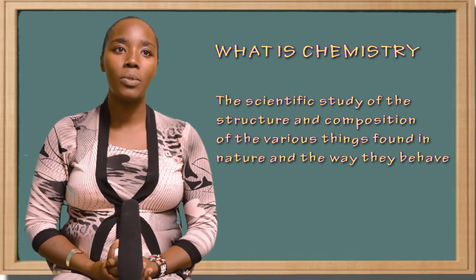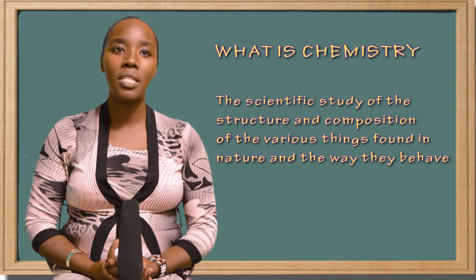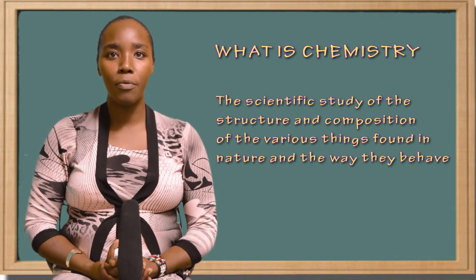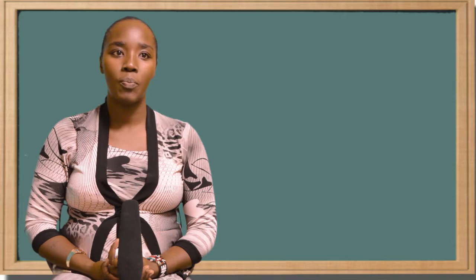Previously, our primary school teacher took us through what is science, and science we learned is the systematic study of the things that are found in it and the changes that are involved in it and also the reasons of the changes that are occurring in it. Therefore, once we now come to chemistry in secondary, we look at those structures that are found in nature, their composition, and the way they behave towards various conditions that they are subjected to.